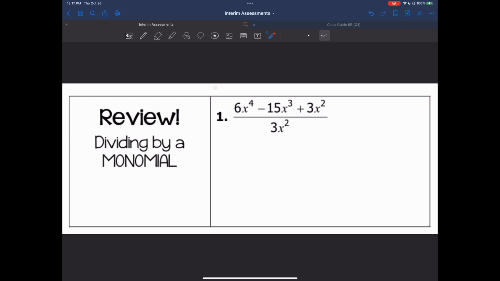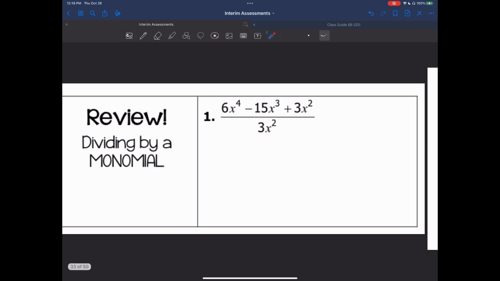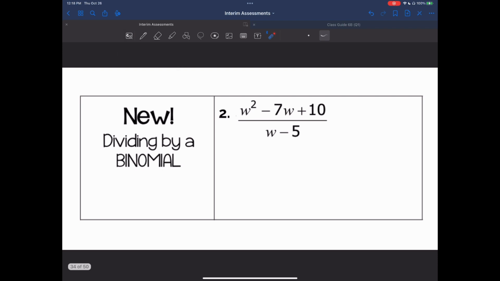Okay, in the past, this is the kind of division you have done. You've taken a polynomial and divided it by just one term. We don't really need to do that. I just want to show you, you have done this before. This is the new stuff. You have never, up until this point, taken a polynomial and divided it by two terms, right? This is a binomial, and you do it in a very different way.